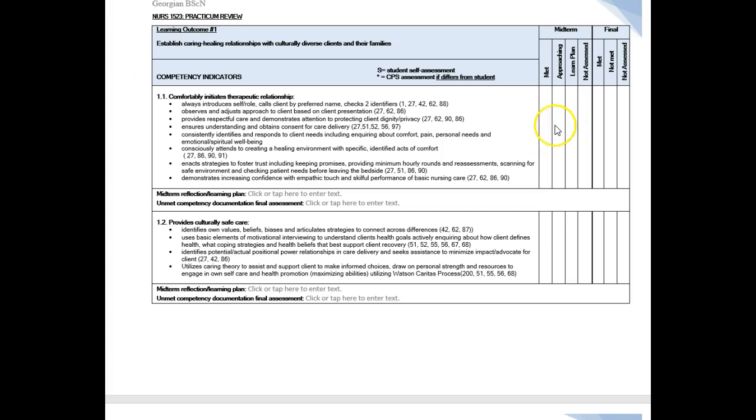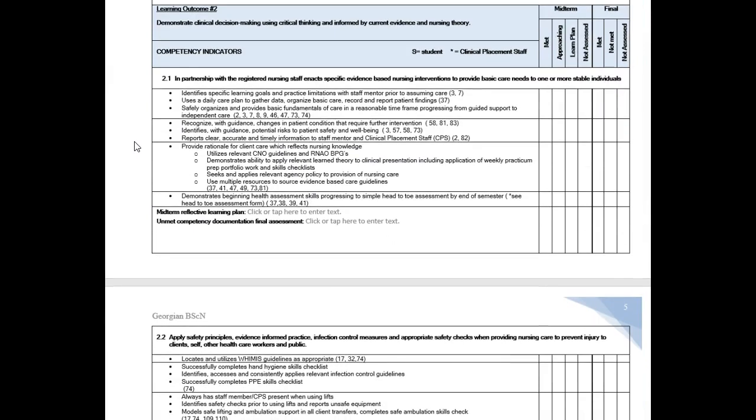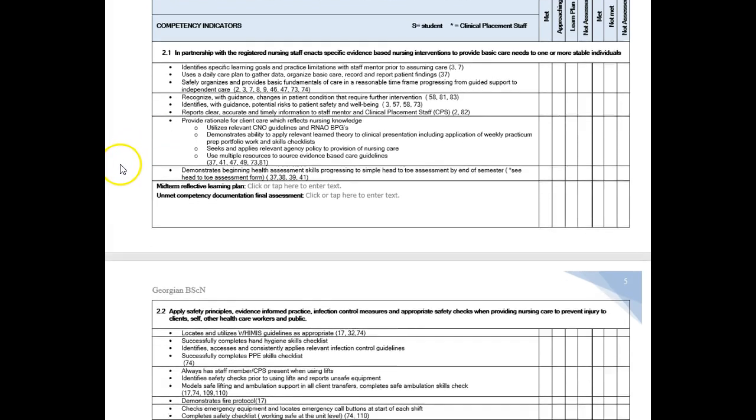So what the student will do then is they will mark with an S in the area in which they feel that they are, okay? And they will do that for all of the indicators for the learning outcomes 1 to 3 for midterm, and then for final, they will do it for all of the learning outcomes in the document.